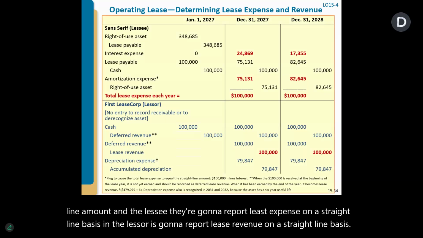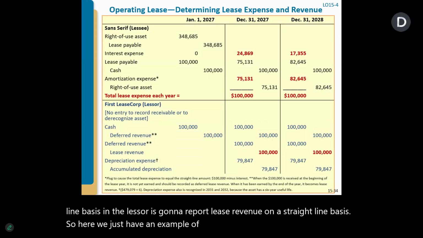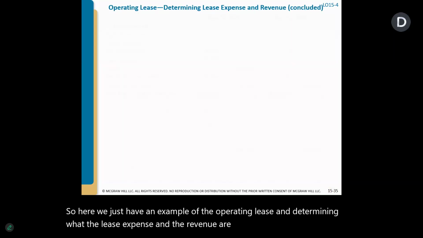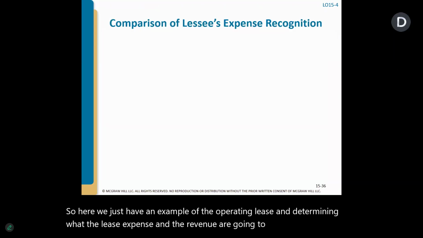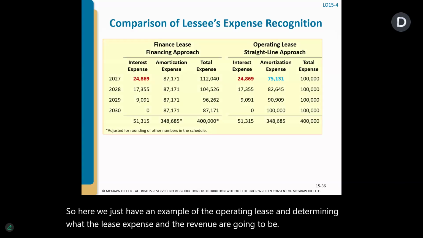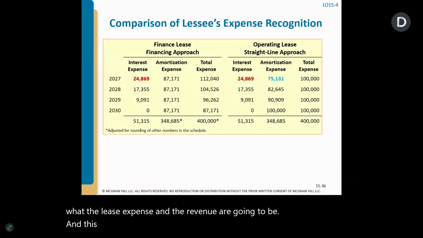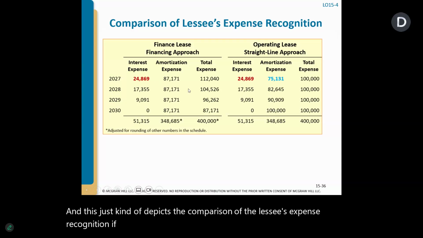So here we just have an example of the operating lease and determining what the lease expense and the revenue are going to be. And this just depicts the comparison of the lessee's expense recognition if we were working using a finance lease or if it were an operating lease.